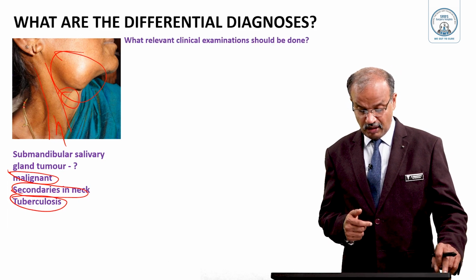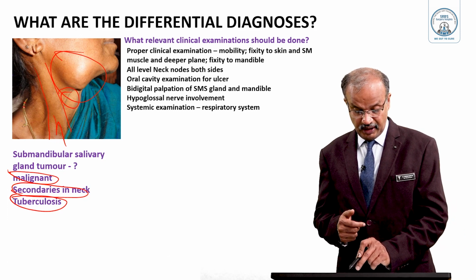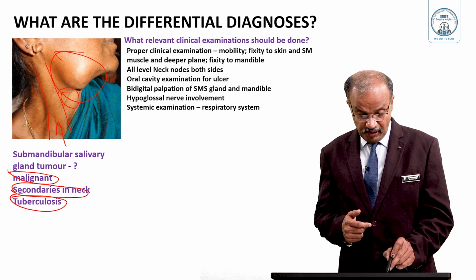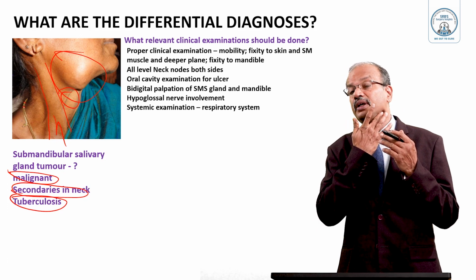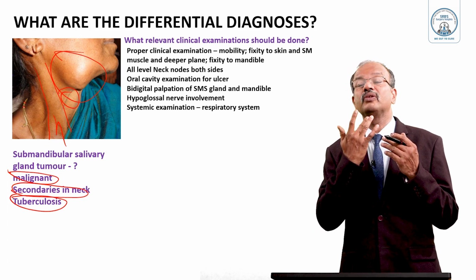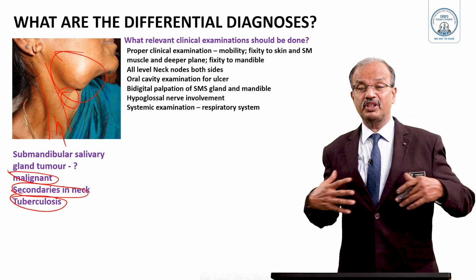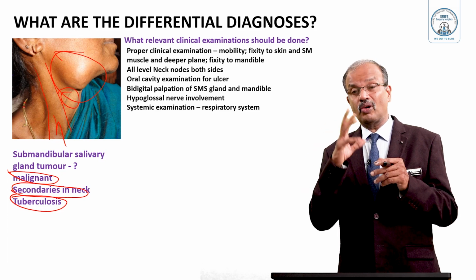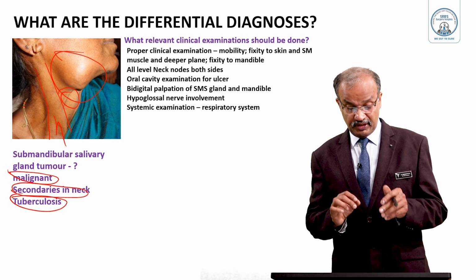What relevant clinical examination should be done? Proper clinical examination: mobility, fixity to the skin and submandibular muscle, deeper plane, fixity to the mandible. Already told, all neck level nodes, both sides: 1A, 1B, 2, 3, 4, 5. All level neck nodes, spine should be examined, systemic examination should be done, oral cavity should be examined, bilateral palpation, the mandible should be done, and everything about the oral cavity should be examined properly.